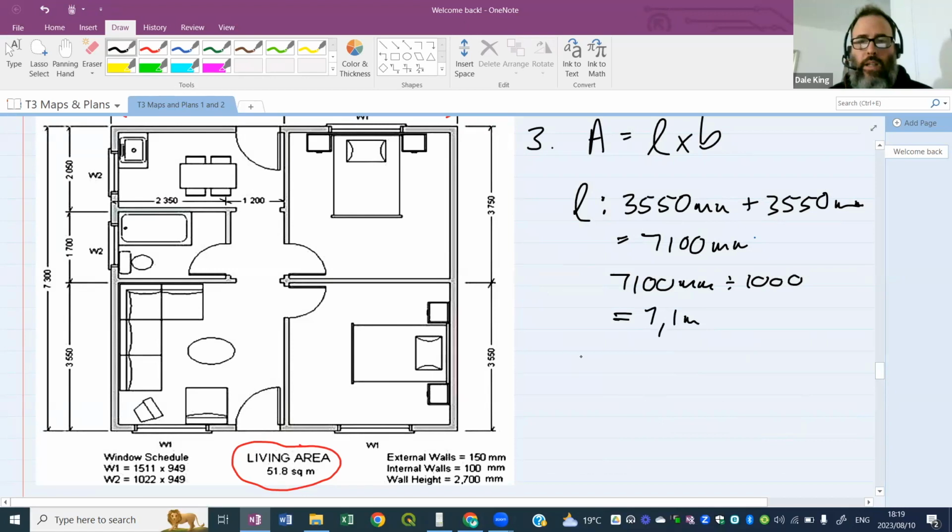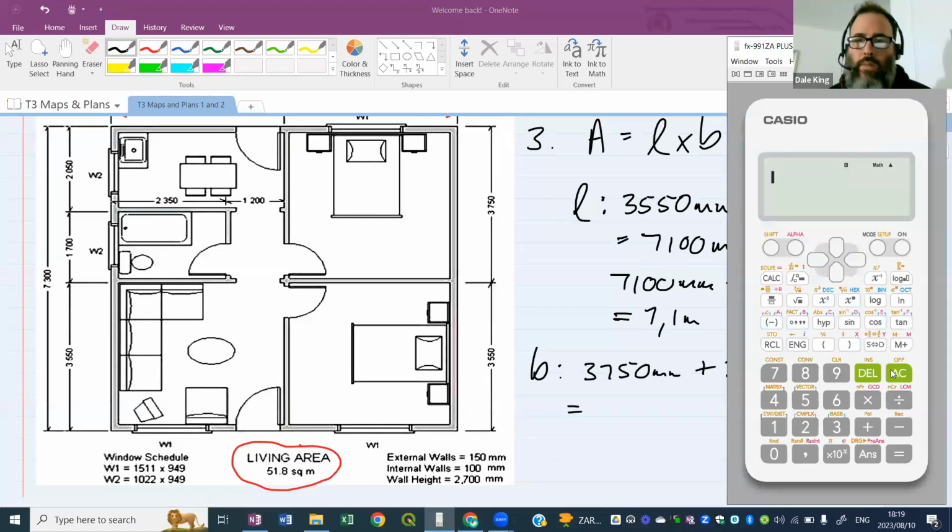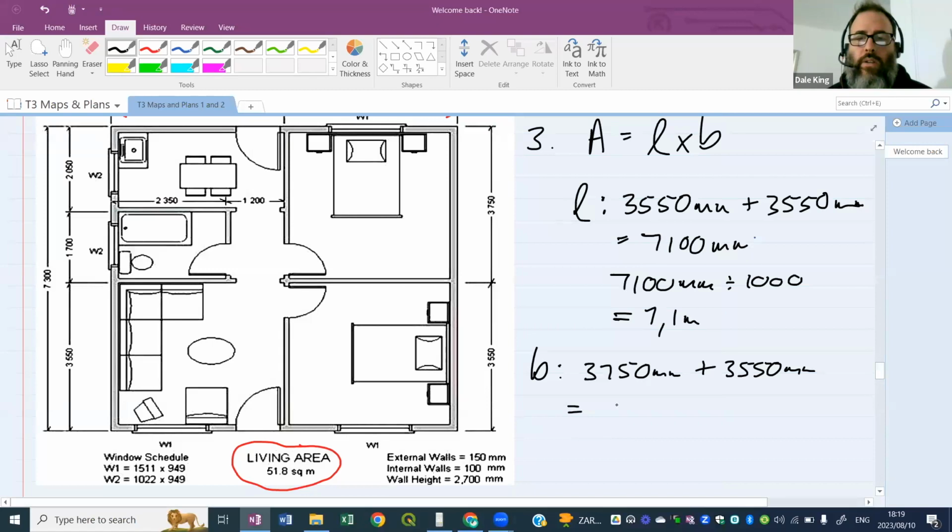We need meters. Let's do the breadth quickly. Which dimensions do we take now for the breadth? We used the top ones for the length, so use the right. Okay, so 3750 and 3550. I'm going to add those two up. You can check on your side. I'm getting 7,300.